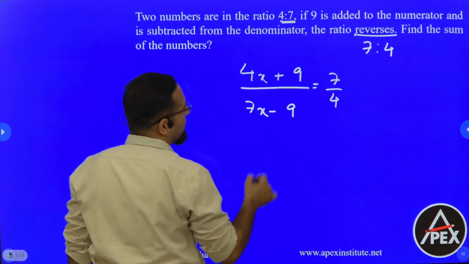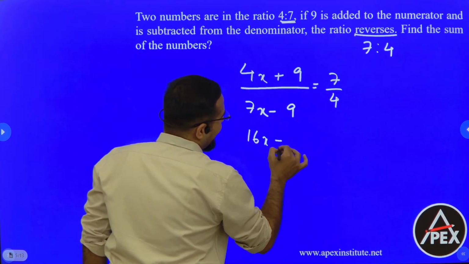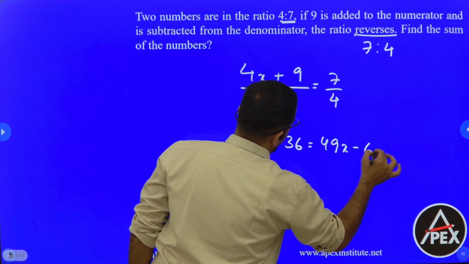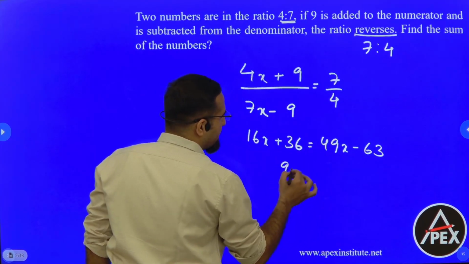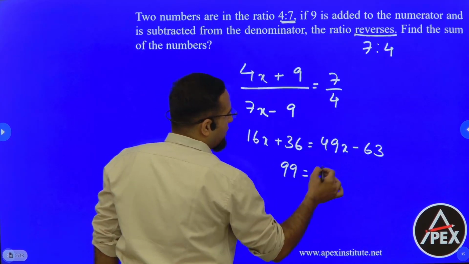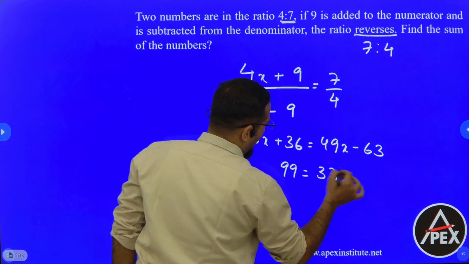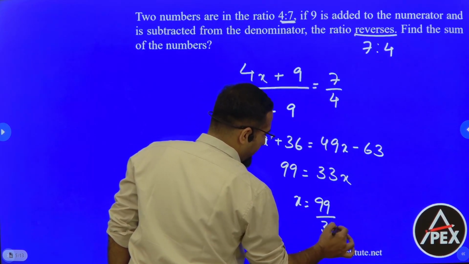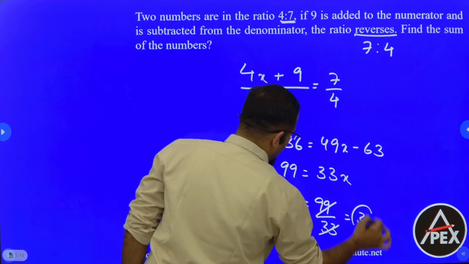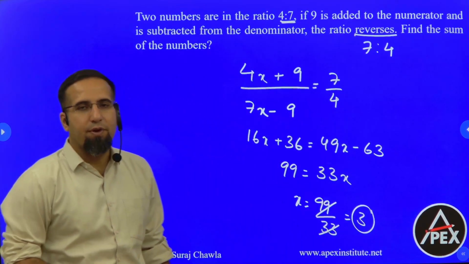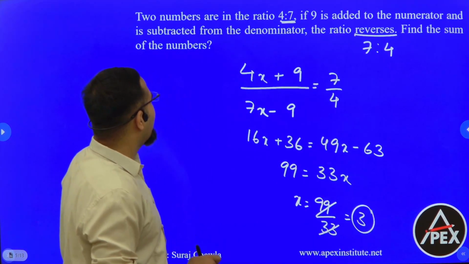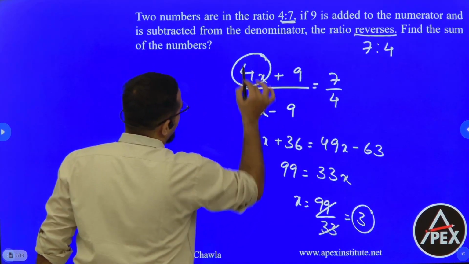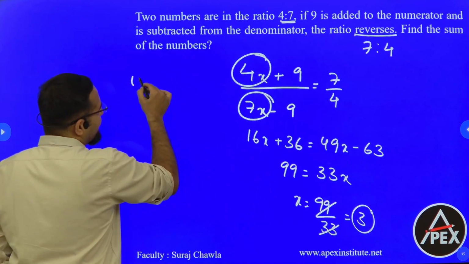Let's now solve this. So this becomes 4 4s are 16x plus 36 is equal to 49x minus 63. This comes here, this gives me 99 is equal to 33x, or the value of x is equal to 99 by 33. So 33 3s is 99, the value of x is 3. Now what is the question asking us? Find the sum of the numbers. What were my numbers? My numbers were 4x and 7x.